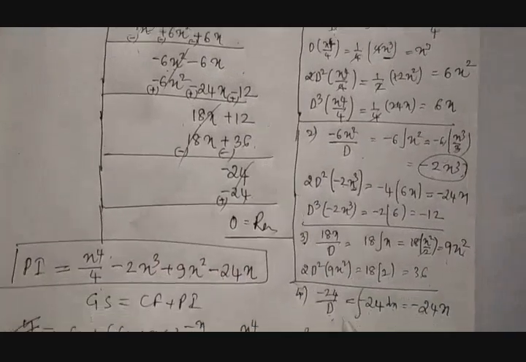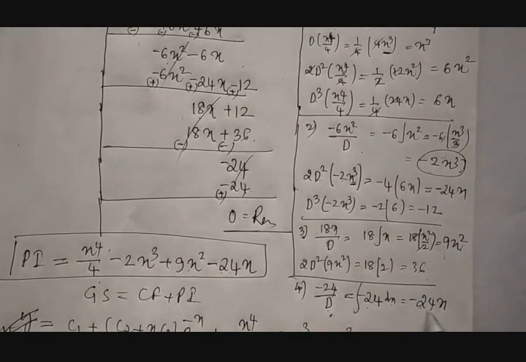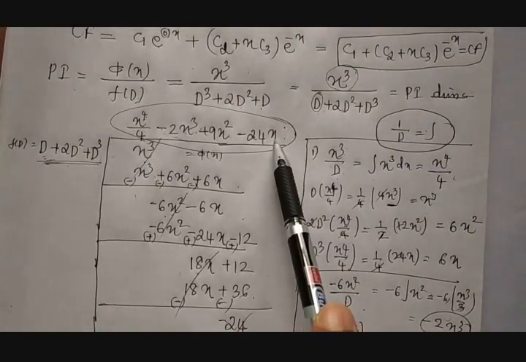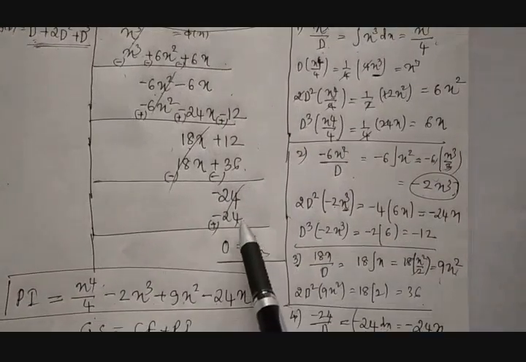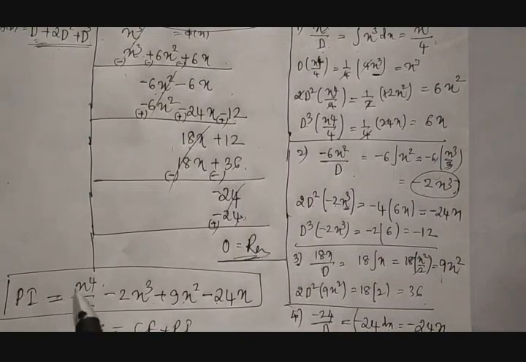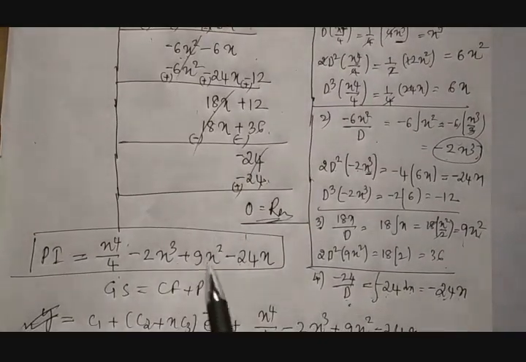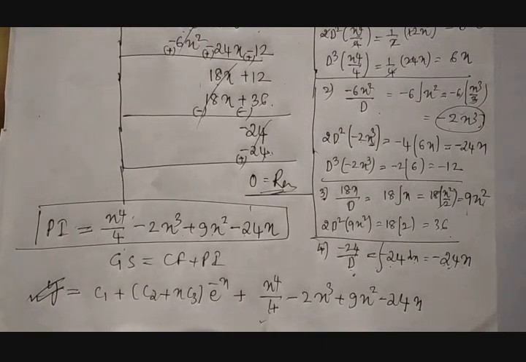Then next is first term by first term, the fourth one, minus 24 by D. 1 by D is nothing but integration, so it becomes minus 24x. So this minus 24x is written in the quotient. So this into whole f of D is taken. This is the result. Then the difference is 0. When the difference comes 0, we need to stop the procedure. So then this entire quotient will be taken as a particular integral. Then particular integral plus complementary function will be the general solution. So this is the procedure to follow.